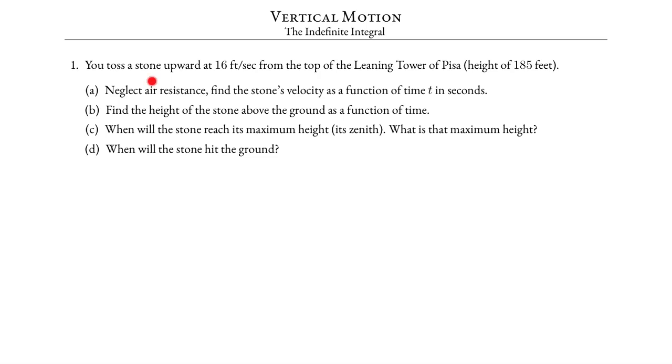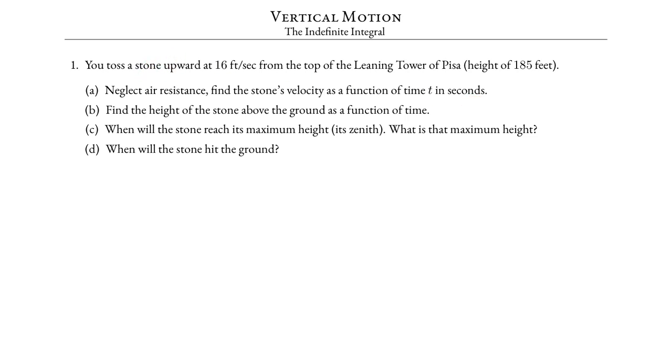A stone is tossed upward at the speed of 16 feet per second from the top of the Leaning Tower of Pisa, the height of 185 feet. Neglect air resistance. Find the stone velocity as a function of time t in seconds.